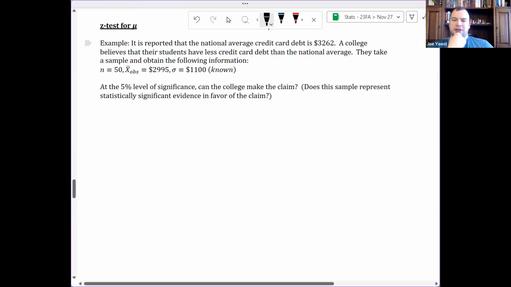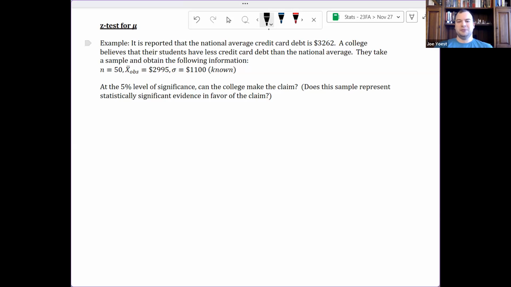Okay, so here we have, it's reported that national average credit card debt is $3,262. There's a college that believes their students have less credit card debt than the national average. They would like to publish this in their marketing material and make this claim. They think that might be something that people will find attractive about their college. But they don't want to make such a claim wantonly. They want to make sure that they have evidence in favor of that claim.